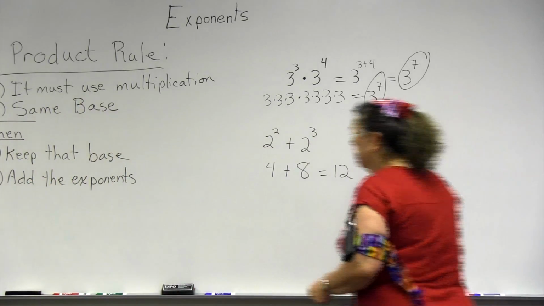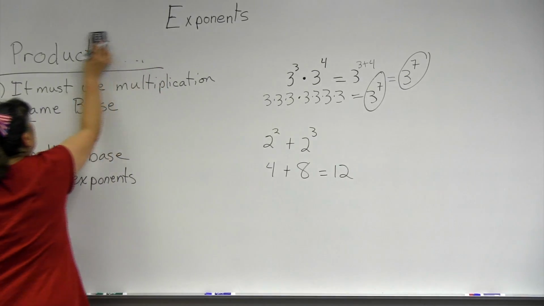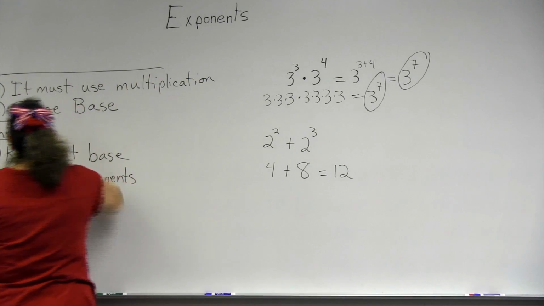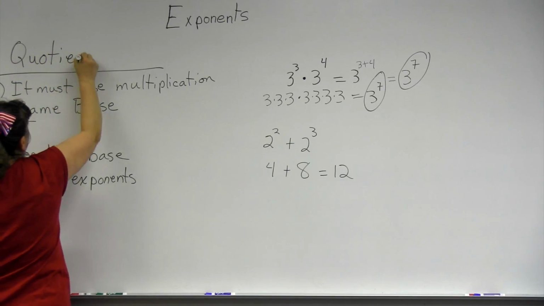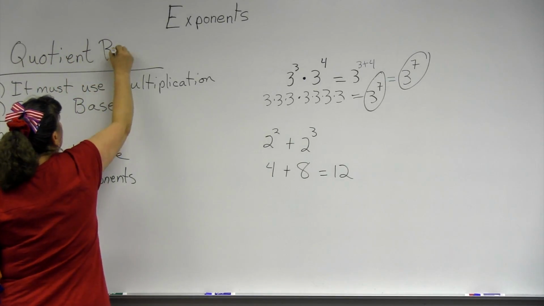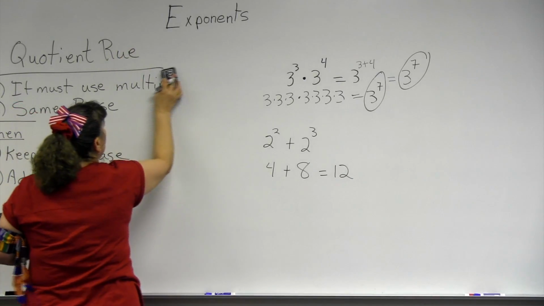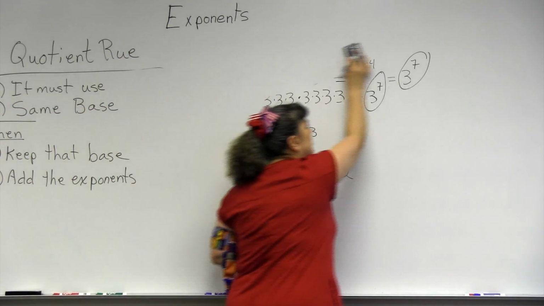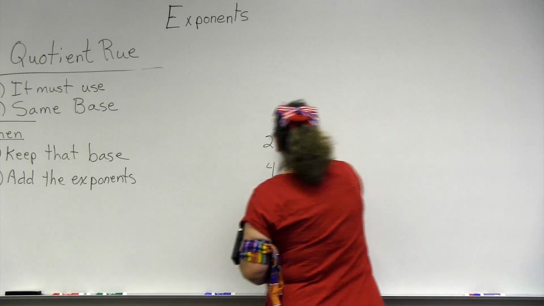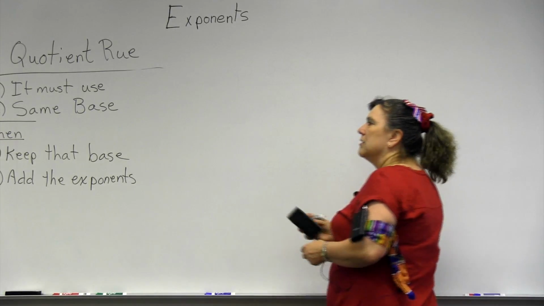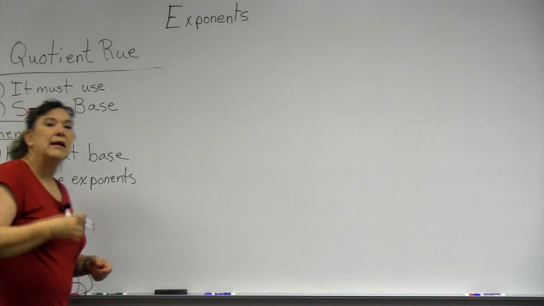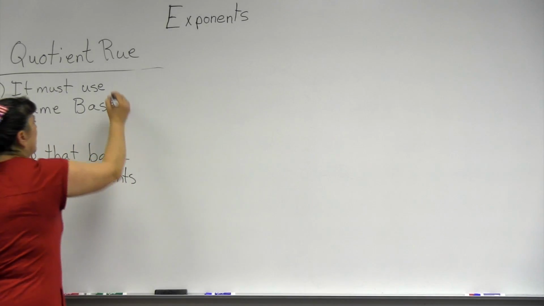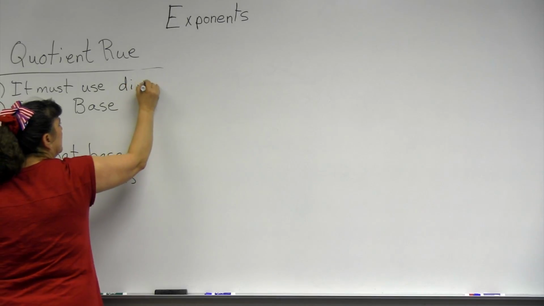Okay, now, next rule is going to be the quotient rule. And you're going to see some small differences in this thing, okay? First of all, with your quotient rule, you no longer have multiplication as the requirement. You will have something else, okay? So, what do you think the operation is going to be? If it's not multiplication, quotient indicates what? Yeah, you're right. It indicates division. So therefore, it must be division.